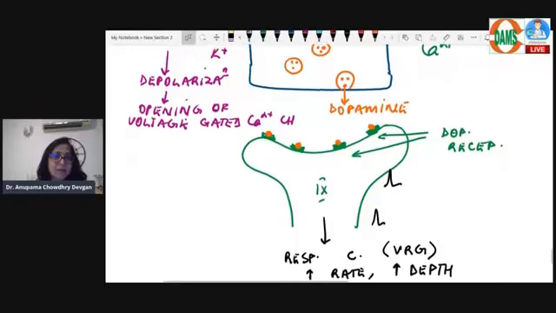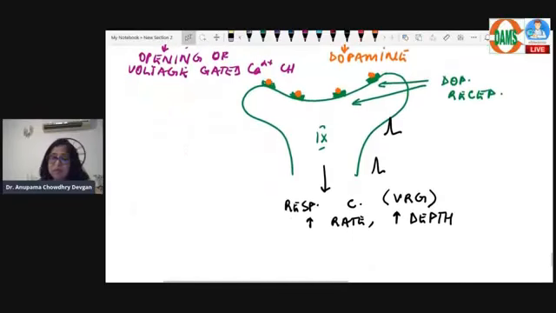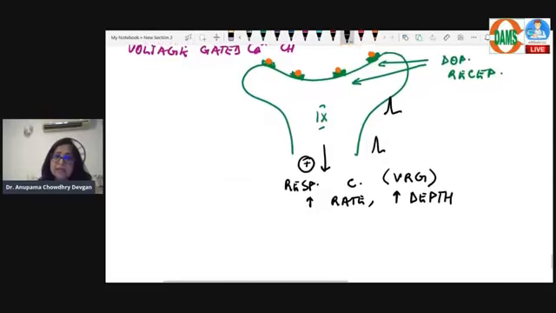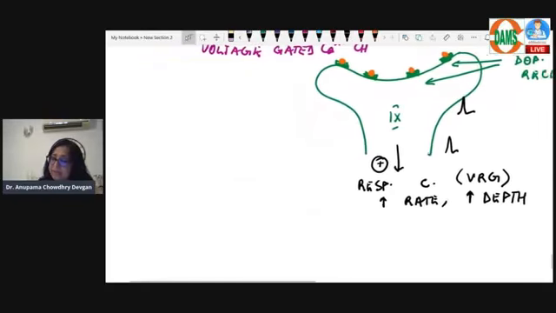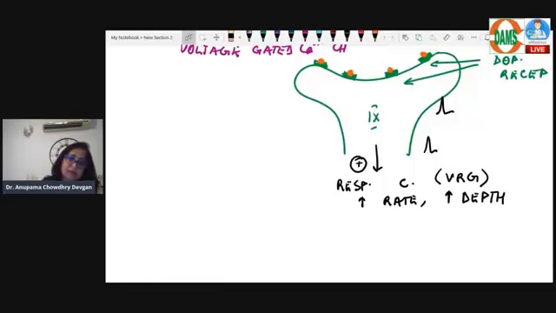Dopamine will combine with its receptors. There is generation of an action potential which goes to the respiratory center. It stimulates the respiratory center, primarily the VRG now, and that will increase the rate and depth of ventilation. This is the cellular mechanism of the peripheral chemoreceptors.